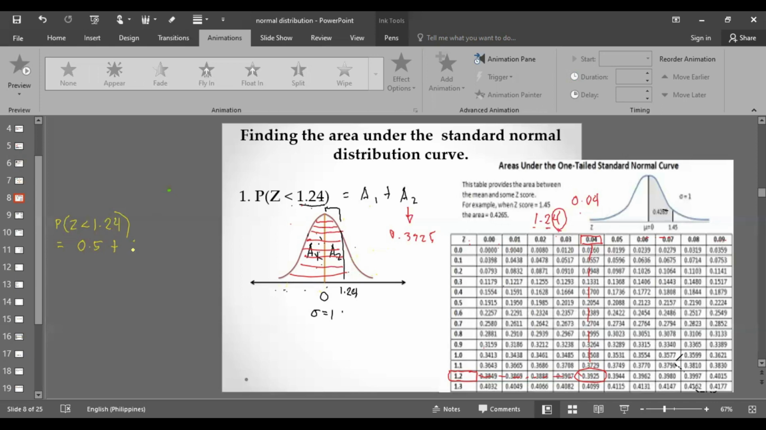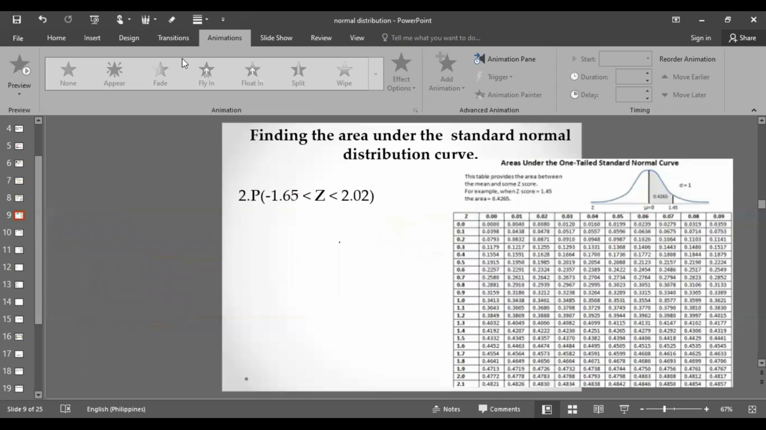So we have to first write here the probability of the area between 0 and 1.24. Then copy 0.5 and write the obtained area, 0.3925. Simply get the sum, we get 0.8925. Therefore, the total area of this shaded region under this standard normal curve is 0.8925. That's it for example number 1.